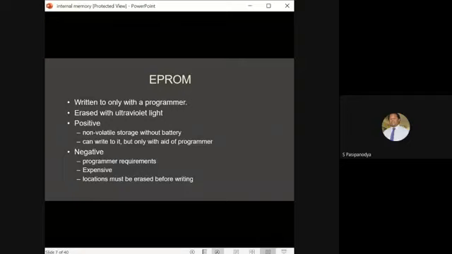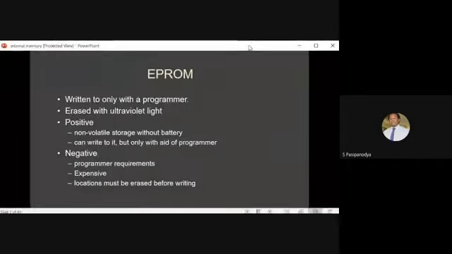Anyone with a question with regards to the ROM? Okay. Let us now move on to the EPROM.